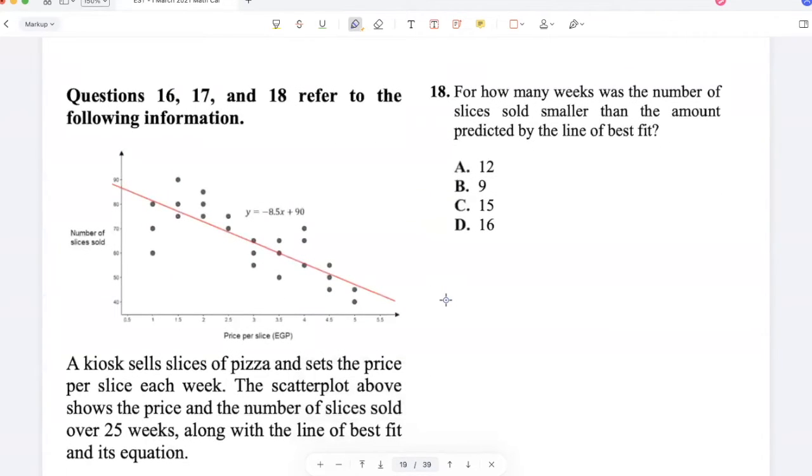Okay, for how many weeks was the number of slices sold smaller than the amount predicted by the line of best fit? Okay, so this is 25 weeks, right? And for how many weeks was the number of slices sold smaller than that? Okay, so smaller would mean that it is below the line, right? So 1, 2, 3, 4, 5, 6, 7, 8, 9, 10, 11, 12, right? So 12 values are below the line. So then the number of slices sold was less than that predicted. So option A.